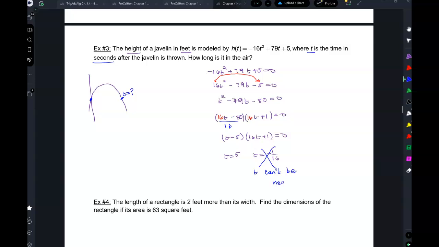Yes. So now t equals 5, right? So that means the second time it hits is at t equals 5, right? So it was in the air 5 seconds.